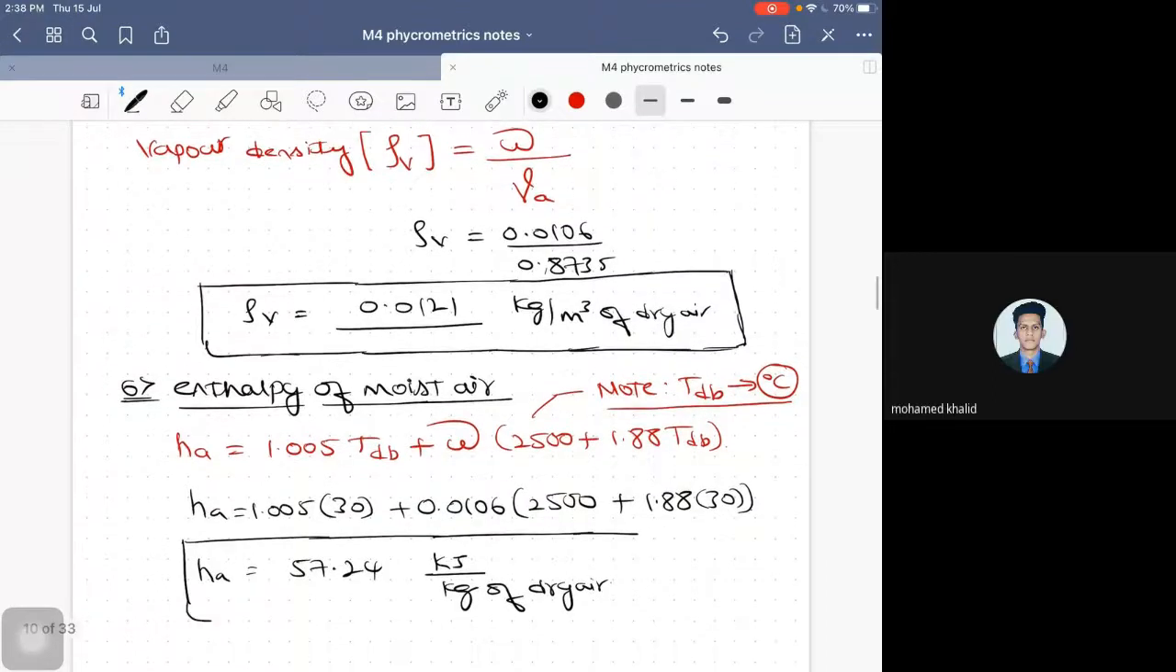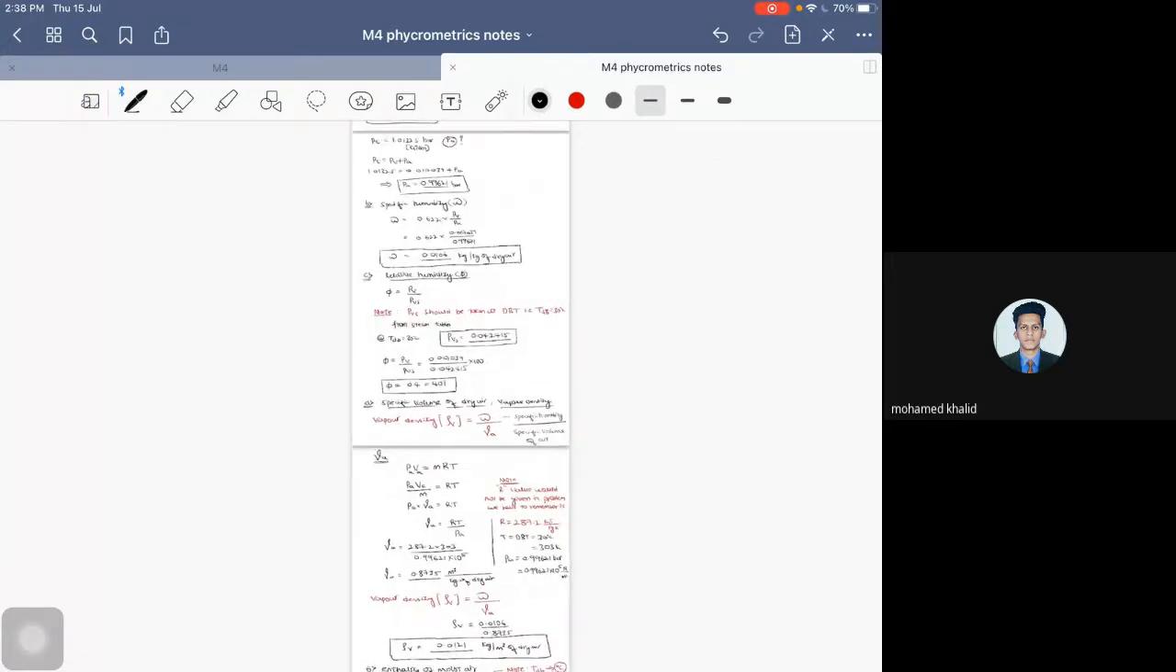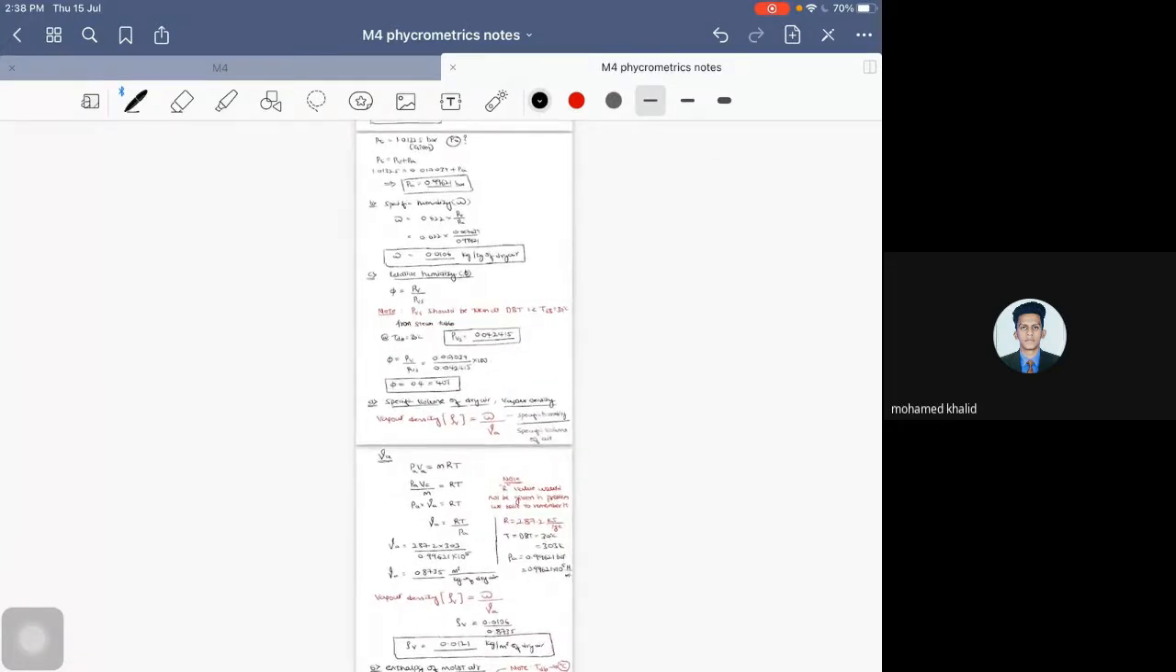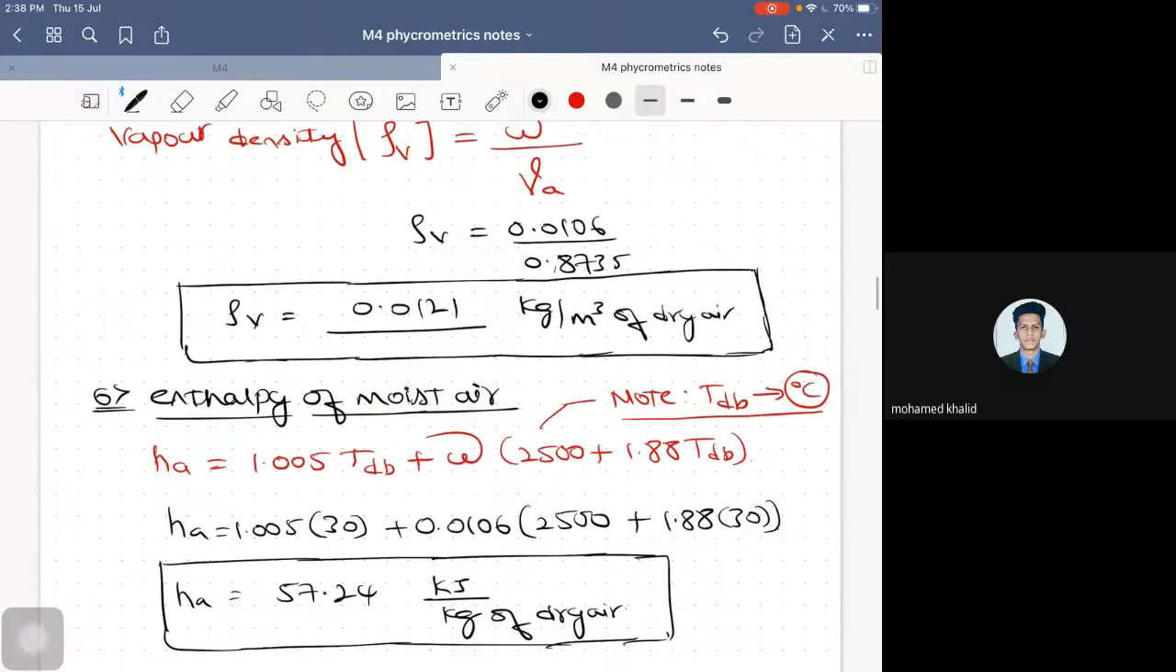Sir, this is the formula we should remember now? Yes, you have to remember that HA. That is why I have indicated it in red. What is that note you wrote, sir? This note indicates that you have to substitute the value of TdB in degrees Celsius. If you substitute in Kelvin, you'll get a wrong answer. Okay, sir, got it.